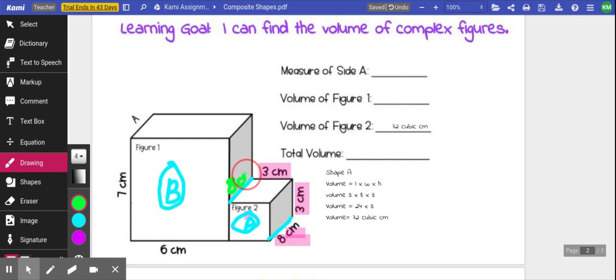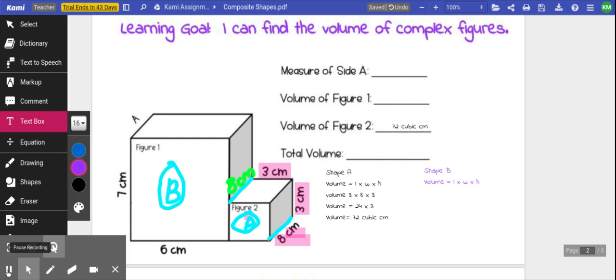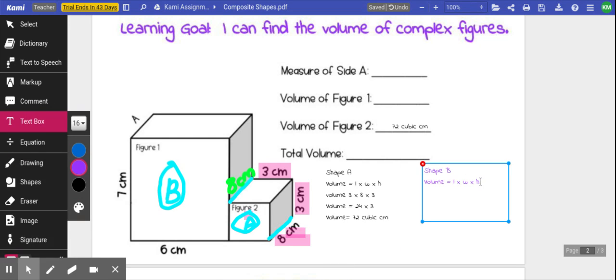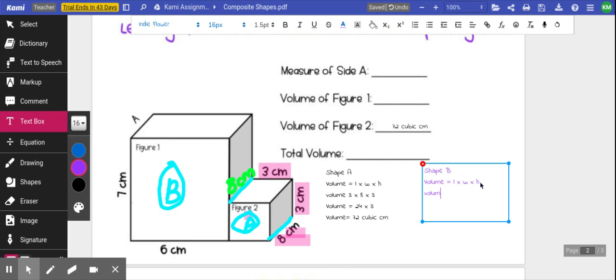Now I have all 3 dimensions. I have the length, I have the width, and I have the height. Now I can find the volume for figure 1 or shape B. So now I'm going to plug the numbers into my formula. I know my length is equal to 6 centimeters, my width is equal to 8 centimeters, and my height is equal to 7 centimeters.